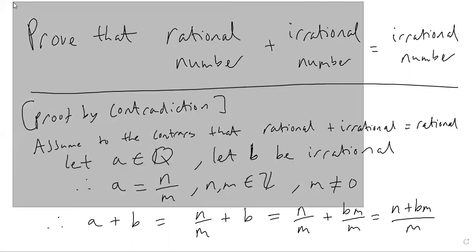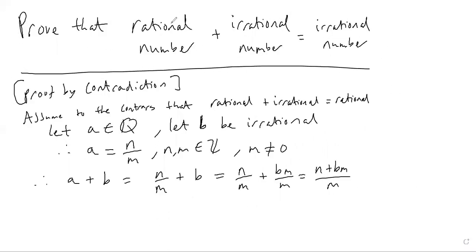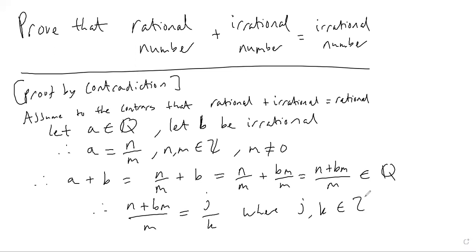So we're going to assume that this is a rational number. That's what we want to assume in this proof. So this is a rational number by our assumption. Therefore, this fraction N plus BM divided by M is equal to another fraction. Let's just call it J over K, where J and K are just some integers. But of course, K is not equal to 0, because we can't divide by 0. So the key thing is that N and M are integers, and J and K are integers.